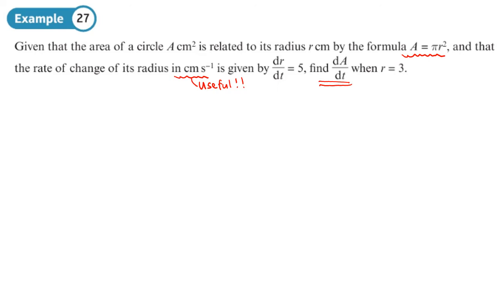In other words, what we want to work out is what's the change in the area over time when the radius is 3. I'll say that again: what's the change in the area over time when the radius is 3? And what we've got here is the change in radius over time is 5. So you can think of these like sentences. Let's start with what we've got.